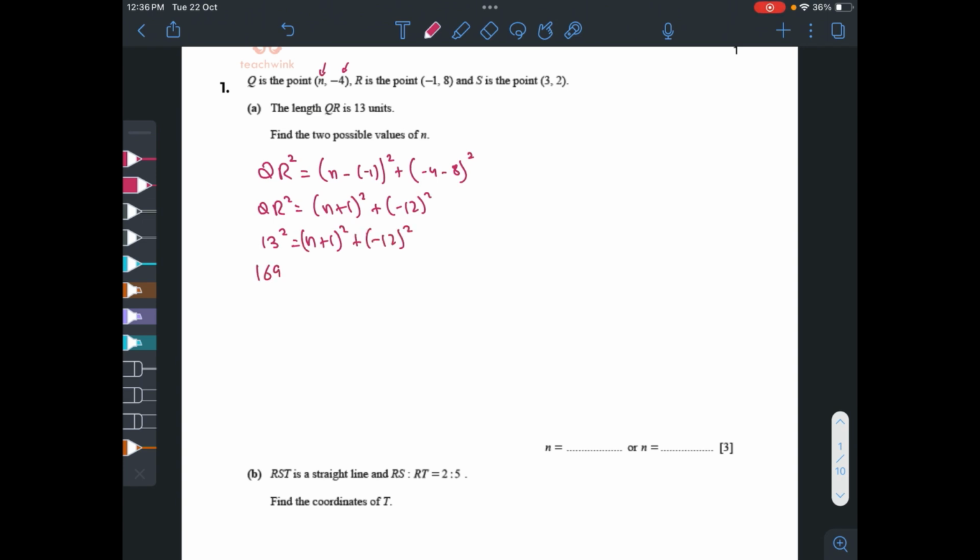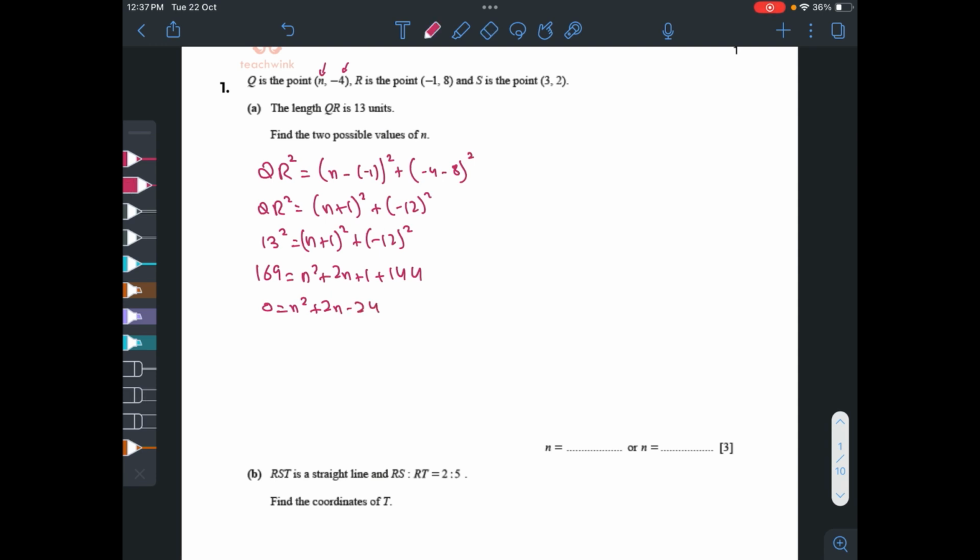Now let's open all of this up. 13 squared is 169. Then (n plus 1) whole squared becomes n squared plus 2n plus 1, and then plus 144. Now let's bring 169 to the right. This becomes 0 equals n squared plus 2n plus 1 plus 144 is 145, 145 minus 169 is -24.